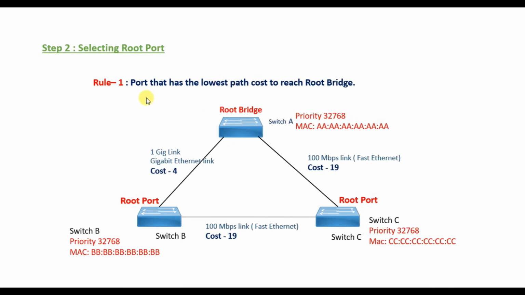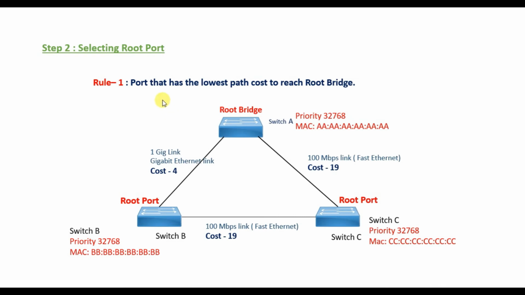Now we are going to see about the root port. Once the root bridge is selected, all the other devices are non-root bridges. This is one non-root bridge, and this is the other non-root bridge. Every non-root bridge must have one root port to reach the root bridge. It's a mandatory one. Now we are going to see how a root port is selected.